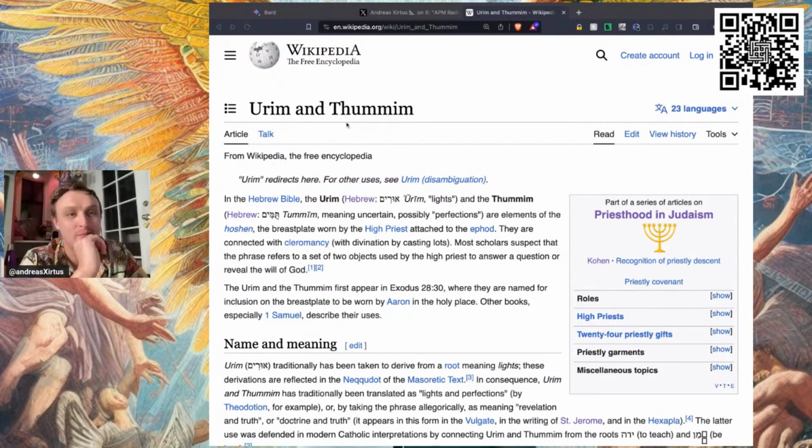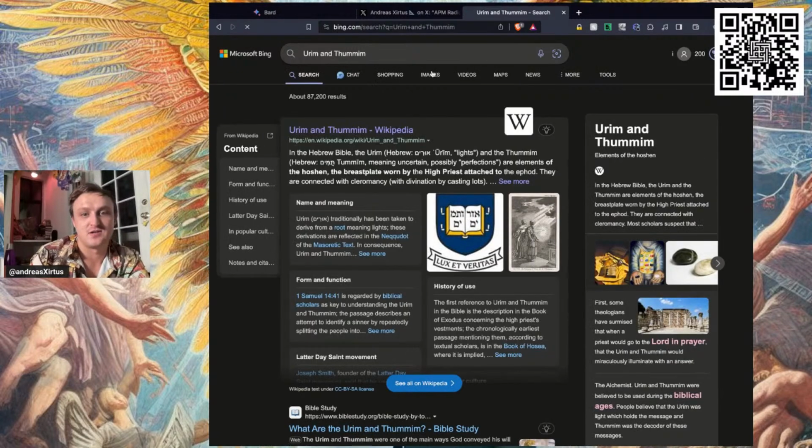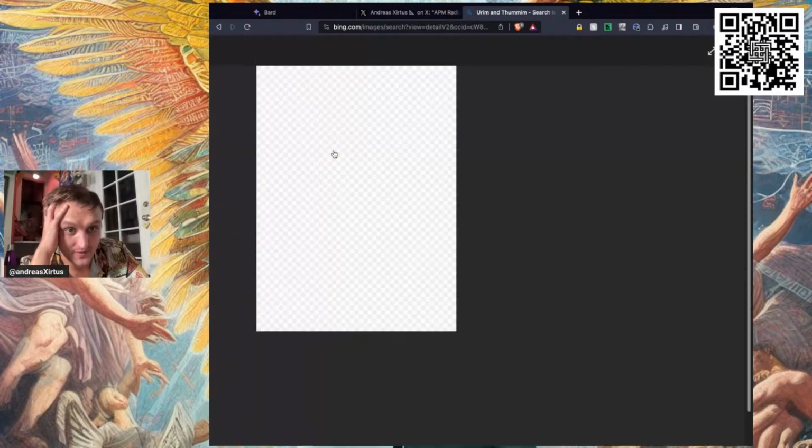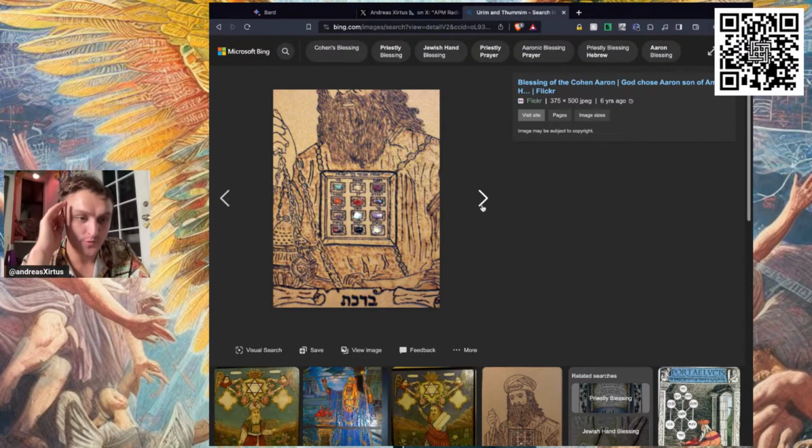The Urim and Thummim came up recently because people are like, what's up with these magic rocks? And I thought that was interesting because obviously, we talked a bit about this. There are real magic Urim and Thummim. It's part of the chest plate for the rabbinical priests.